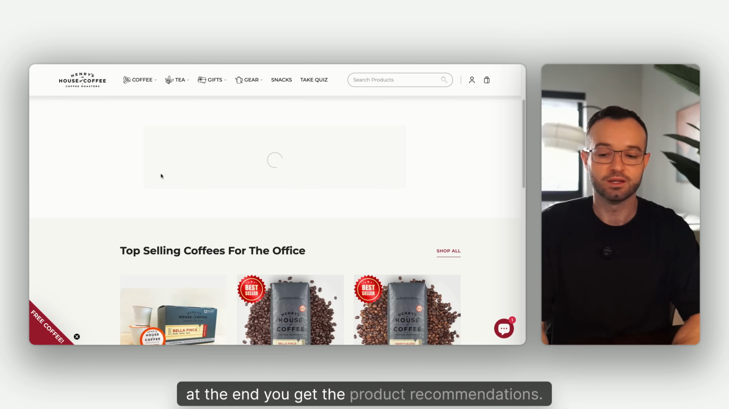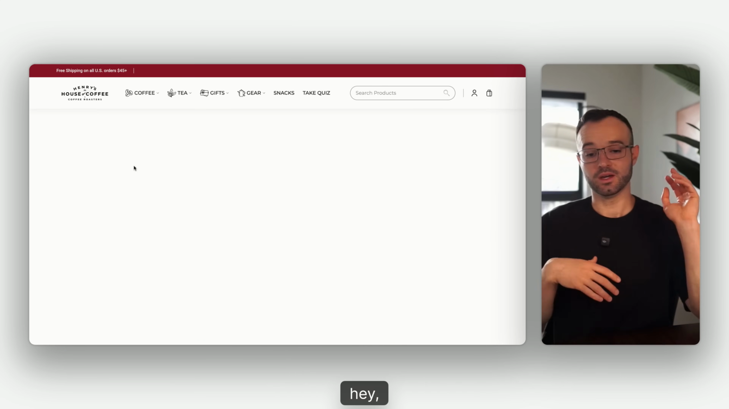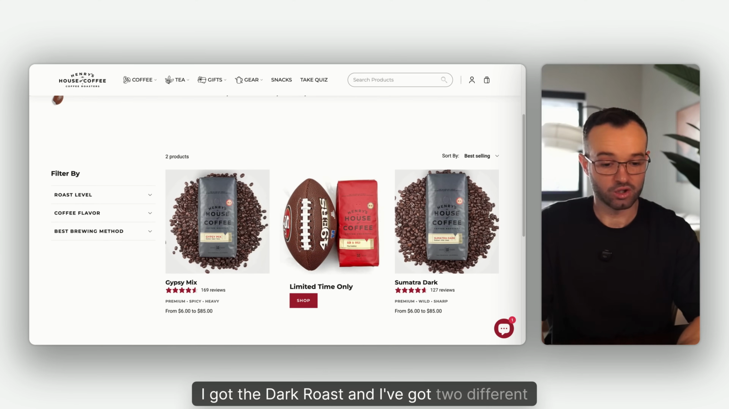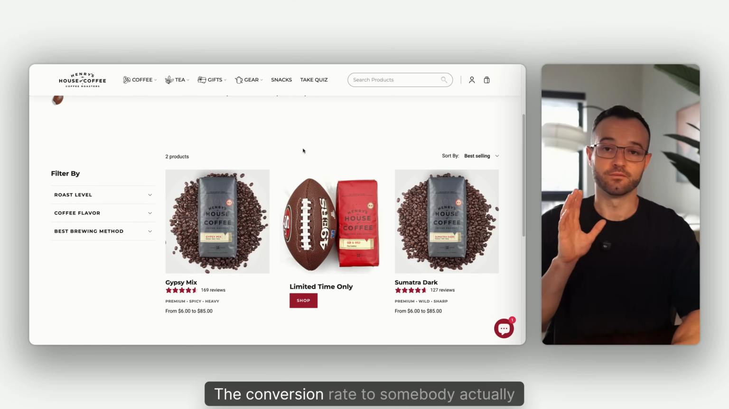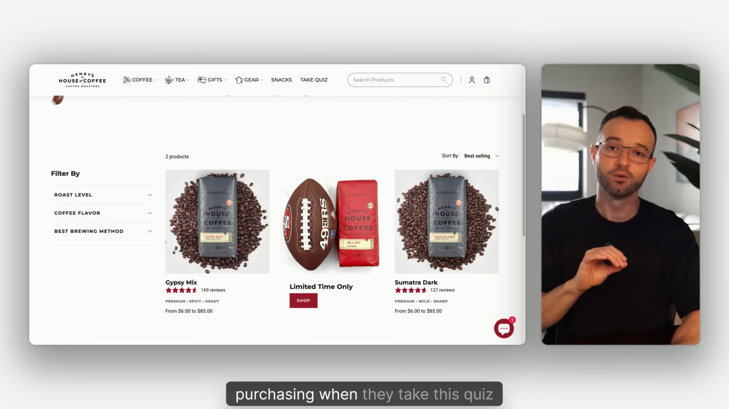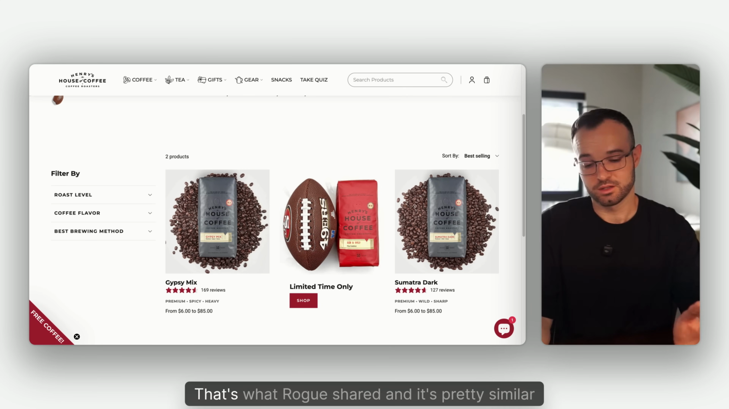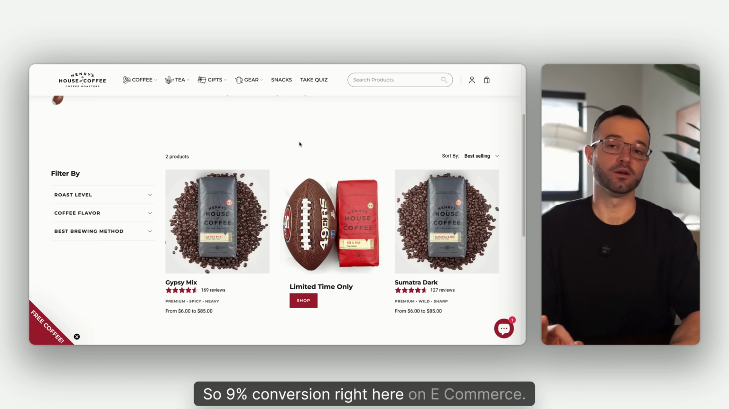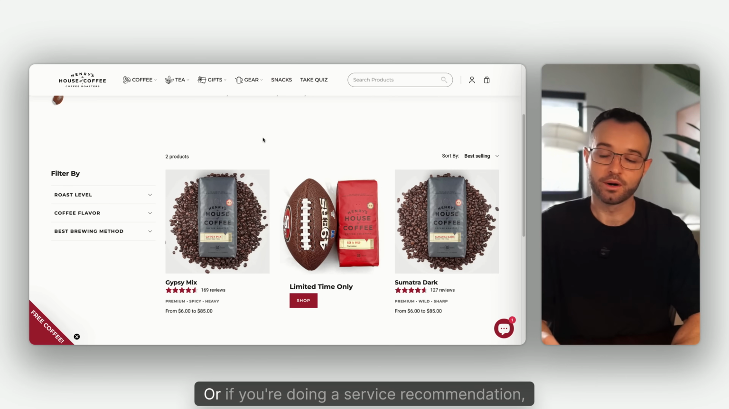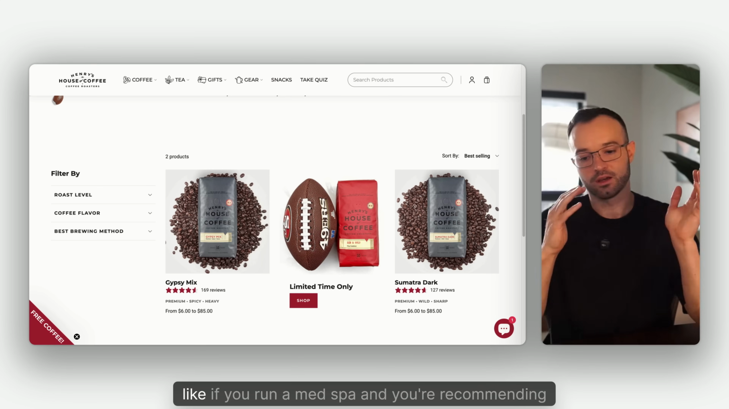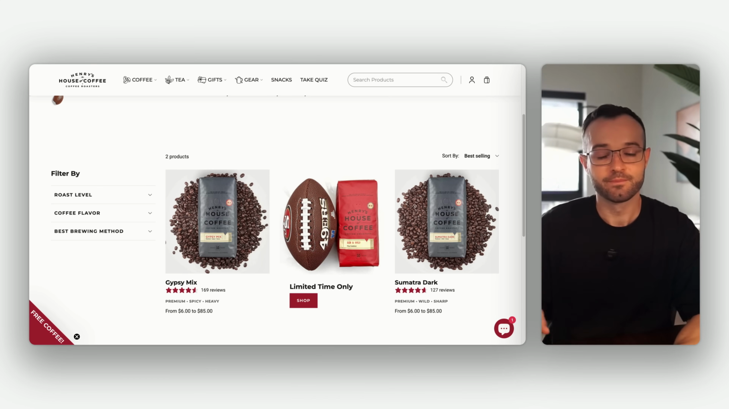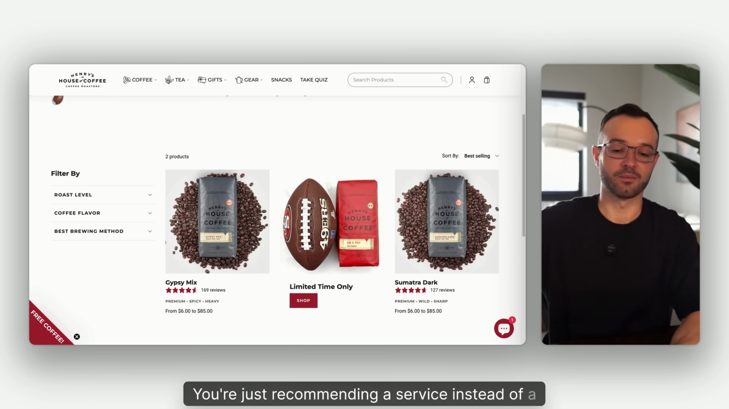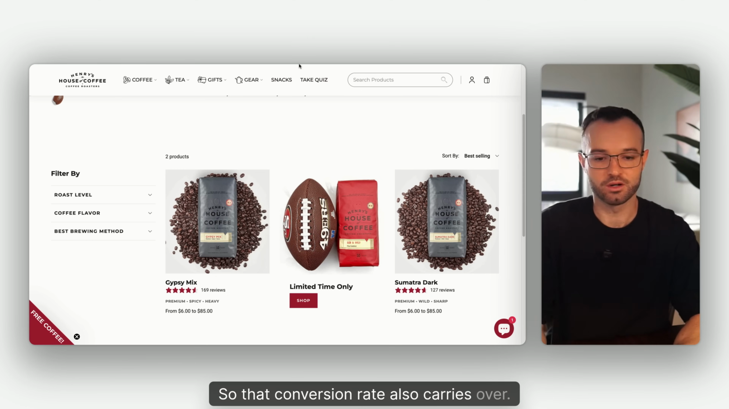At the end, you get the product recommendations. So it's going to tell you, hey, these are the products that are right for you. In this case, I got the dark roast and I've got 2 different options here. The conversion rate to somebody actually purchasing when they take this quiz is 9%. That's what Harag shared. And it's pretty similar for most other brands. So 9% conversion rate here on e-commerce. Or if you're doing a service recommendation, like if you run a med spa and you're recommending a service, similar concept there, same idea of the quiz, you're just recommending a service instead of a product. So that conversion rate also carries over.